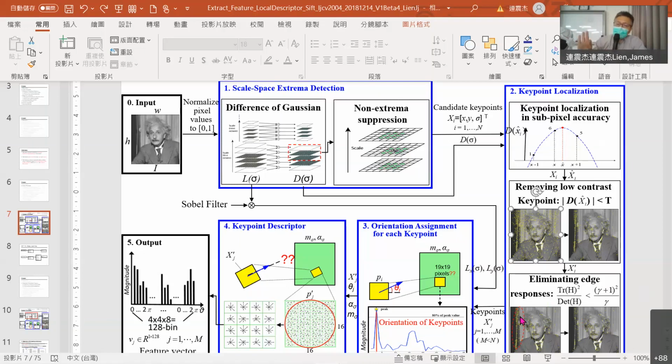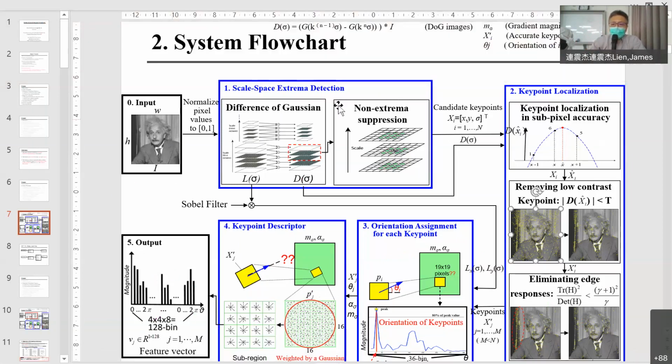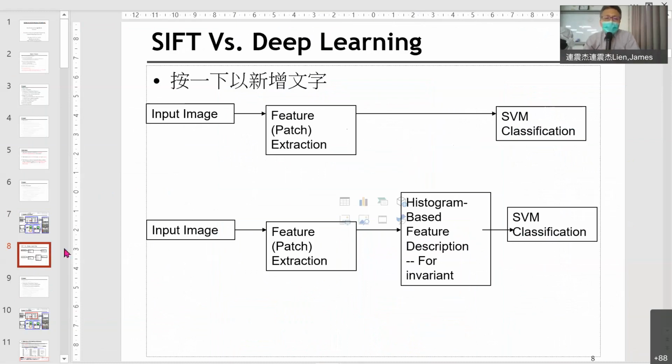And after this, that's it. You find the corner. It's a good corner, good information, and then what's next? I try to detect and extract the information in order to describe it. So that's the SIFT. This is the framework. So SIFT, this is for your information.